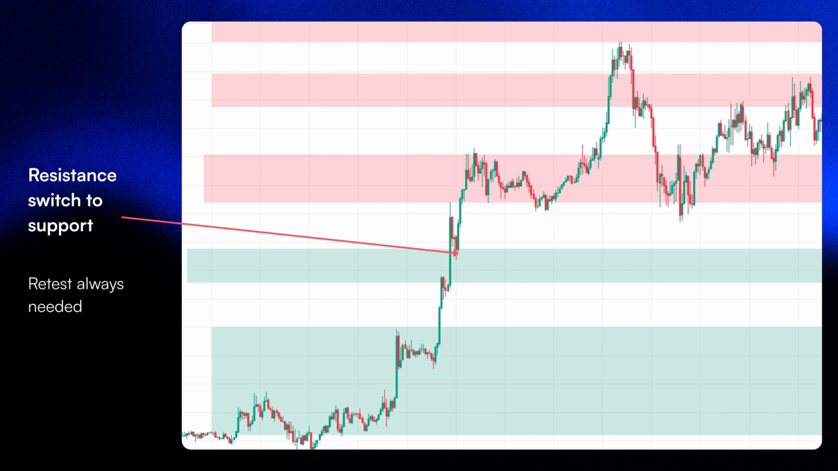Now, when the resistance breaks, we wait for the price to come back and retest it. And the retest is very important. If the price holds there, we can say resistance has flipped into support. And the same thing goes the other way. But this is very important: never assume a flip without a confirmed retest. Until the retest happens, price can easily fall straight back through the level.